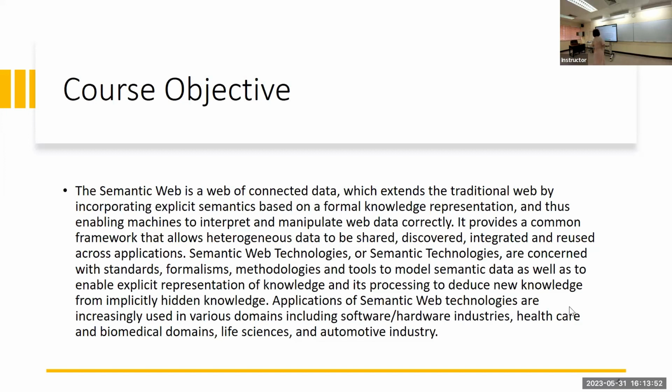So the idea behind the semantic web is to incorporate explicit semantics into the content of the web, that means into the web data. What does it mean by explicit semantics? The idea is to make use of a certain formal knowledge representation.